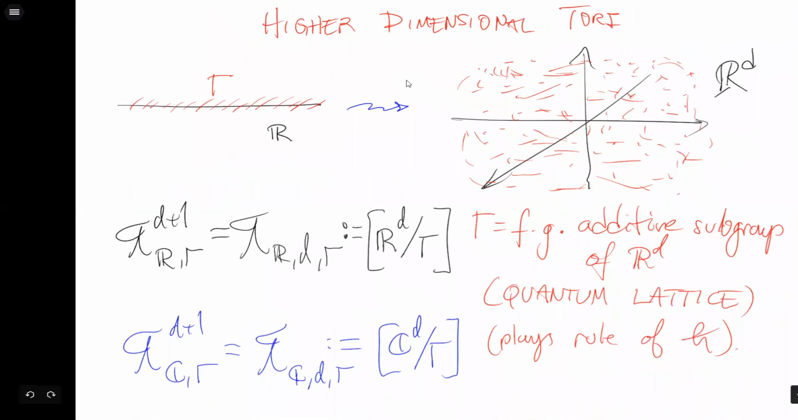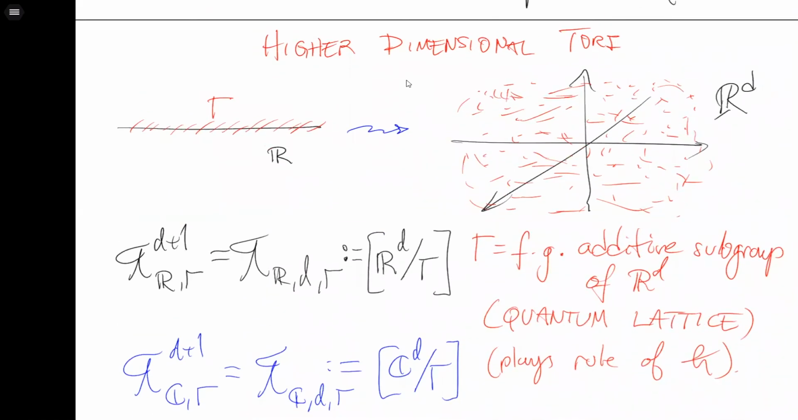So there is no problem with going to higher dimensions. Rather than R and gamma, we get R^D, and we still have a gamma. And what is this gamma? Well, this gamma is just an additive subgroup of R^D, a finitely generated additive subgroup of R^D. And this gamma is what we will call a quantum lattice.